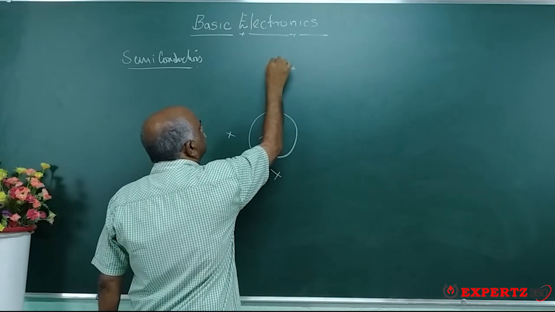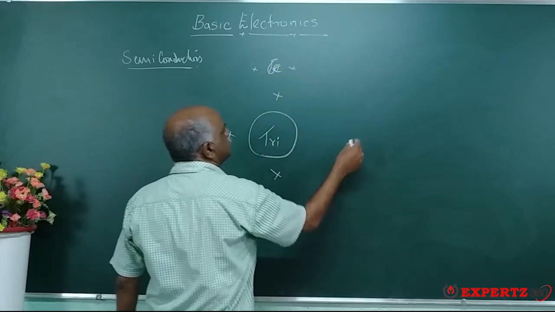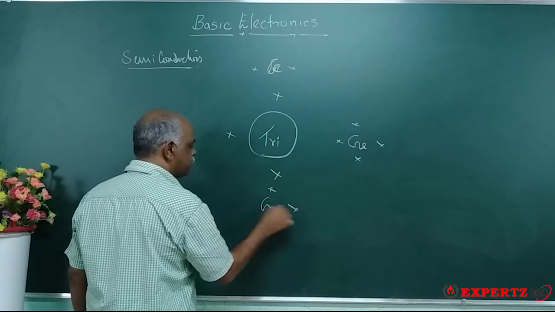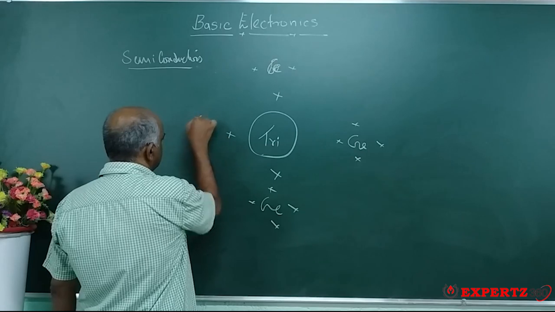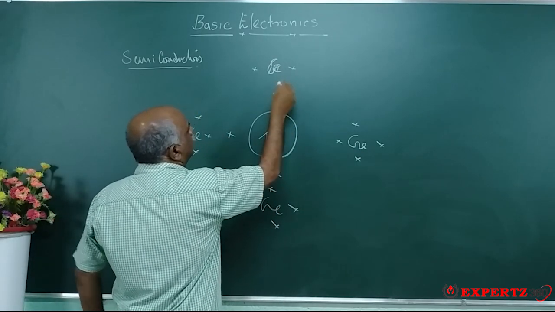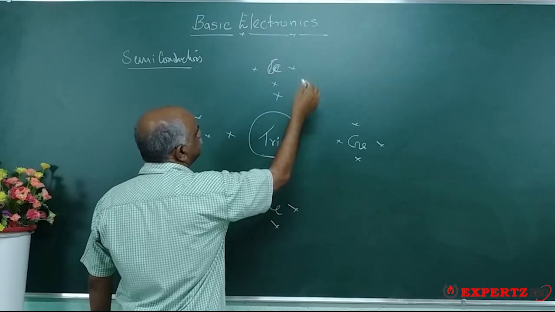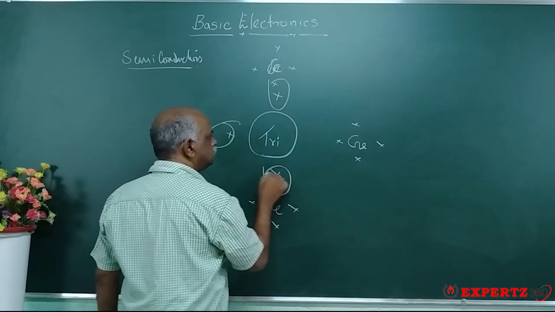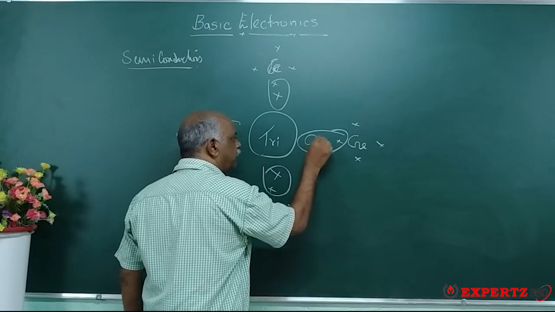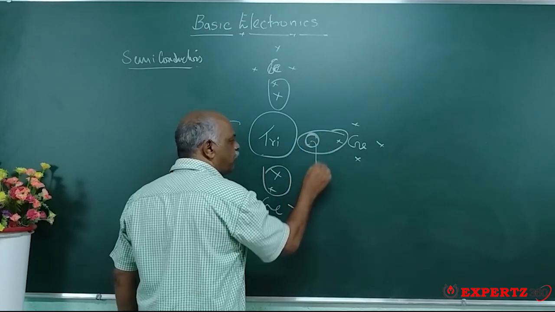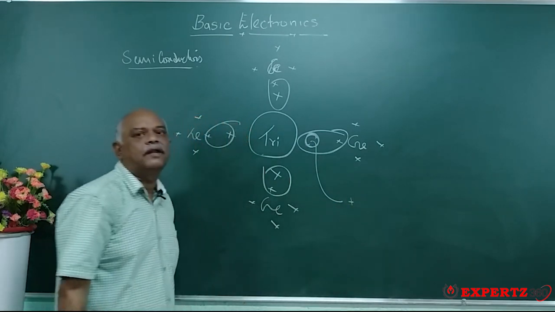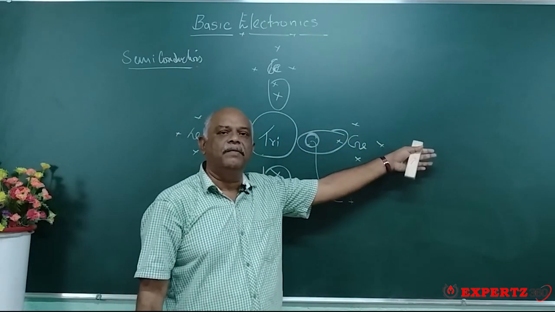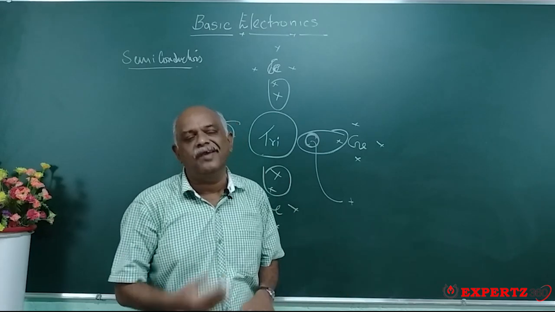I have a germanium over here. Germanium here. It's going to combine. See here, you don't have an electron over here to combine. So that means a vacancy of an electron. What does it mean? Vacancy of an electron means it is a hole. So again in the next combination, again a hole will be created, and so on. So the number of holes is increased.